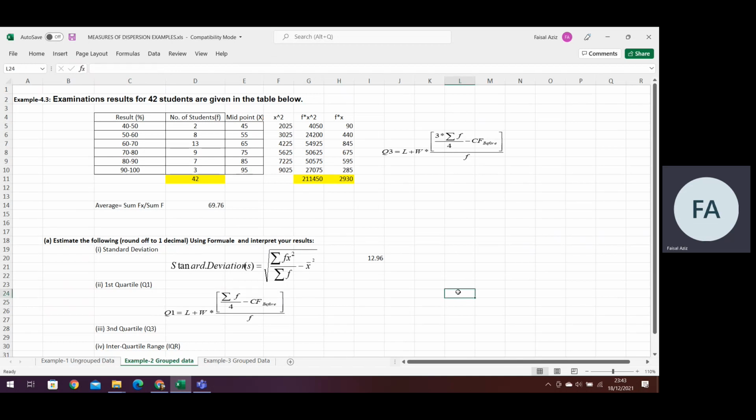So first of all, what will I do? I will list all the variables. So I need to know L, then we have W, then we have summation F by 4, and then cumulative frequency CF before, and then afterwards we have frequency.